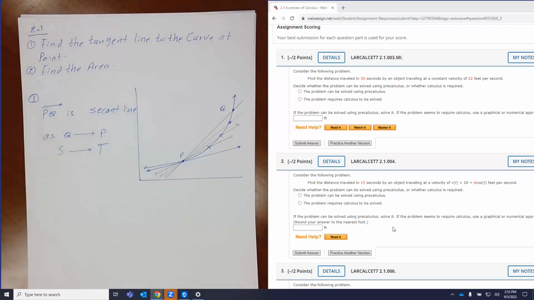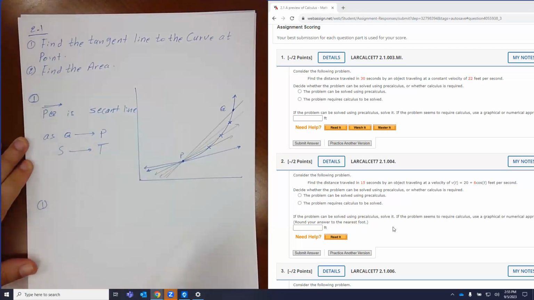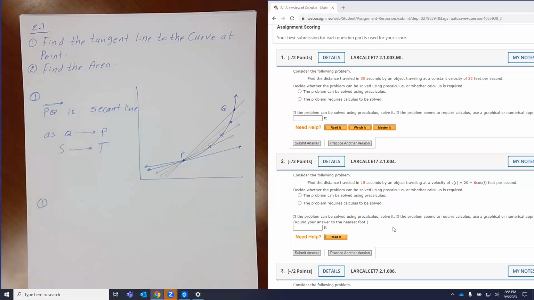So if we look at the first example here, they're telling you, consider the following problem. Find the distance traveled in 30 seconds by an object traveling at a constant velocity of 22 feet per second. The first thing they ask you is, can this problem be solved using pre-calculus, or does this problem require calculus to solve? Let's check that. Can we use pre-calculus to solve that? We already have a formula.